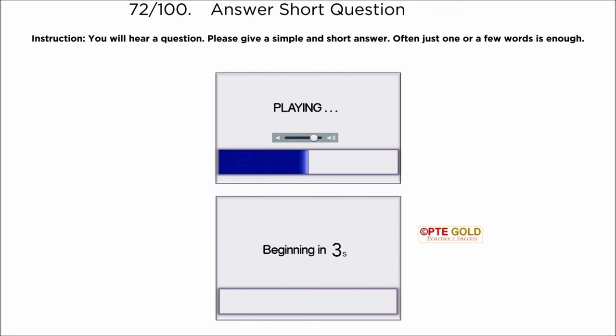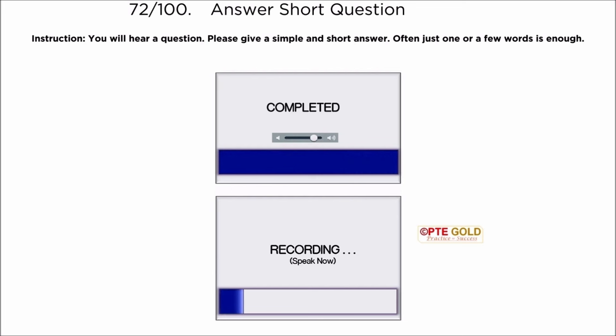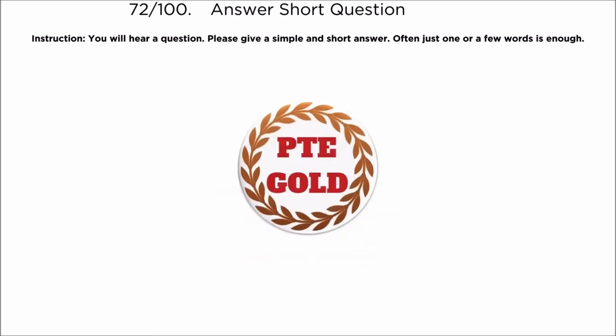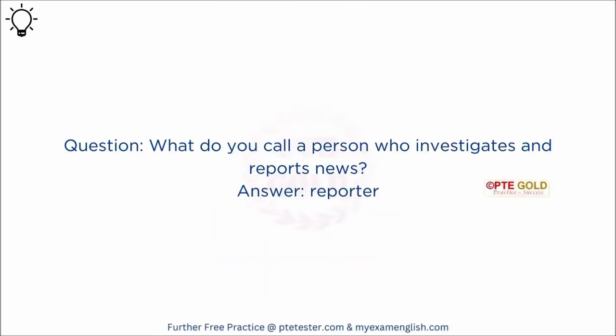What do you call a person who investigates and reports news? Reporter.